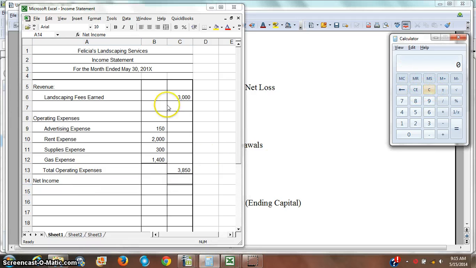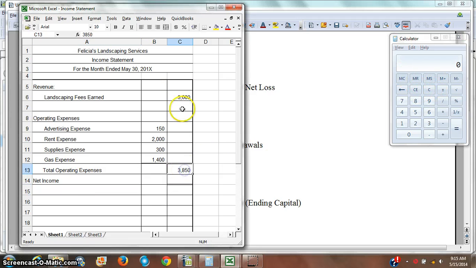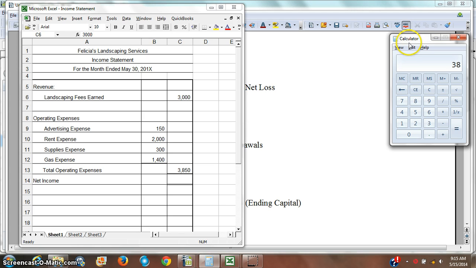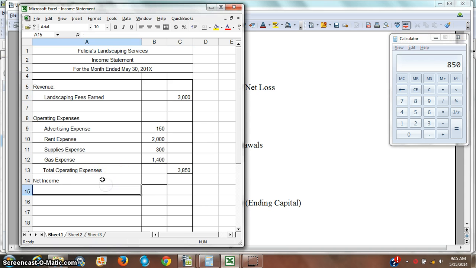And then I'm also going to have to, instead of subtracting the expenses from the revenues, subtract the revenues from the expenses. 3,850 minus $3,000 is 850. And I also have to change down here.